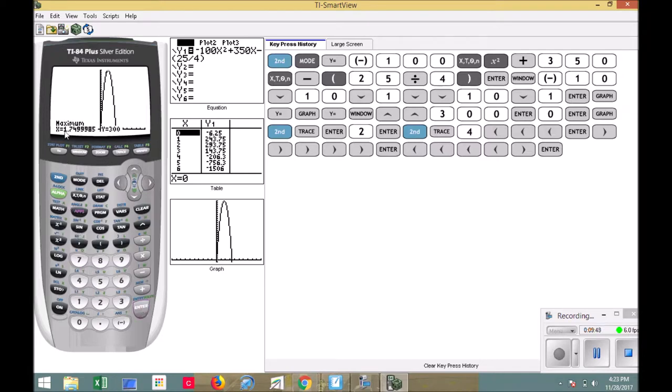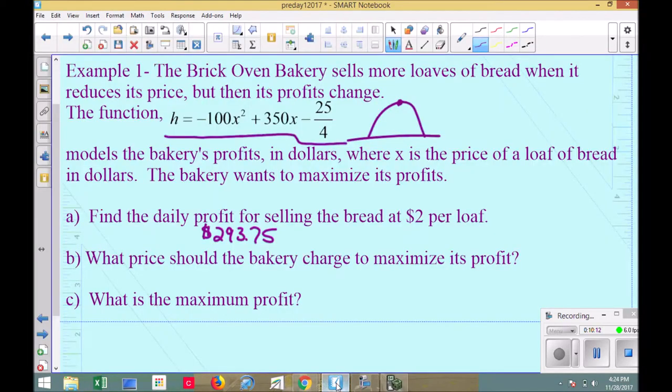It's telling me 1.75 approximately and 300, which means, remember, X is our price and our Y is our profit. So $1.75 will give the highest profit of $300. And I was able to find that vertex without doing any algebra, any completing the square there. So we would say $1.75 and $300. Okay, so again, that was using the calculate maximum feature.